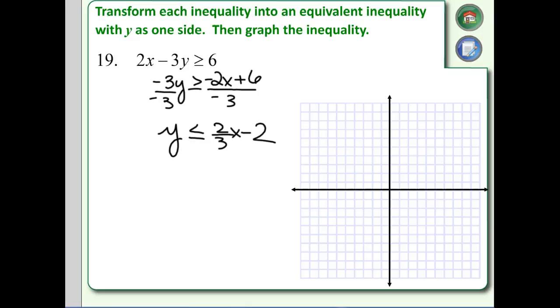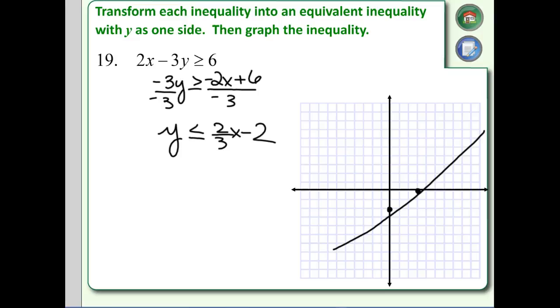All right, hopefully you've got the game plan by now. We're going to go down here to negative 2 for my y-intercept. Slope is positive 2/3, so we're going to go up 2, right 3. This time, because we've got greater than or equal to, if you notice, we're going to do a solid line. So let me go ahead and draw my solid line through there. And now we just need to do our test point.